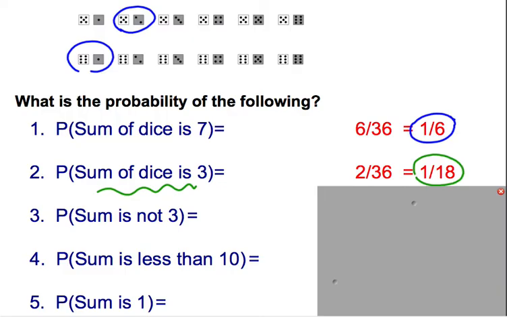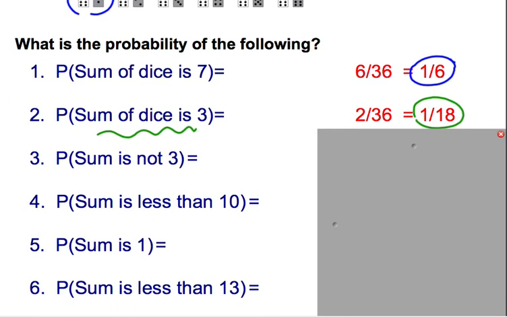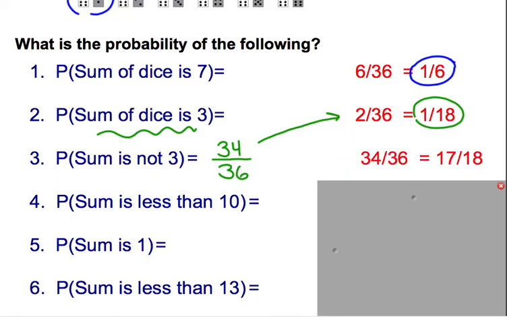All right, question 3, the probability that it's not 3. So we think about, we had only 2 that were a sum of 3, so we're going to get to this later, this complement. So you think about, there are then 34 different choices left out of 36, if we looked up here, if those were a sum of 3. So we reduce that down to 17/18.